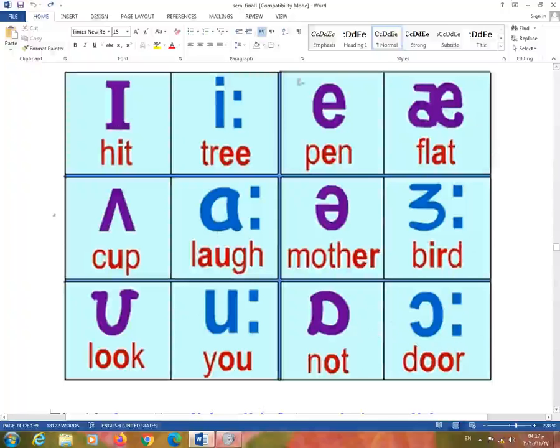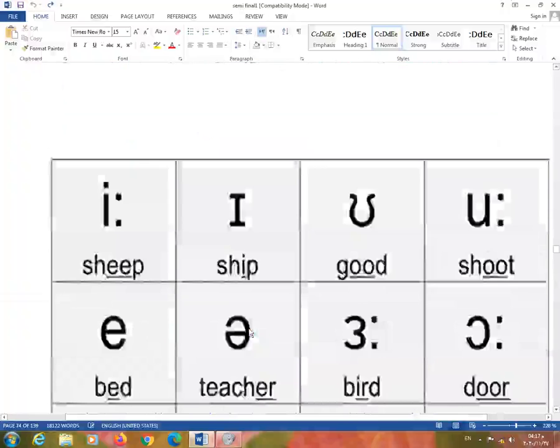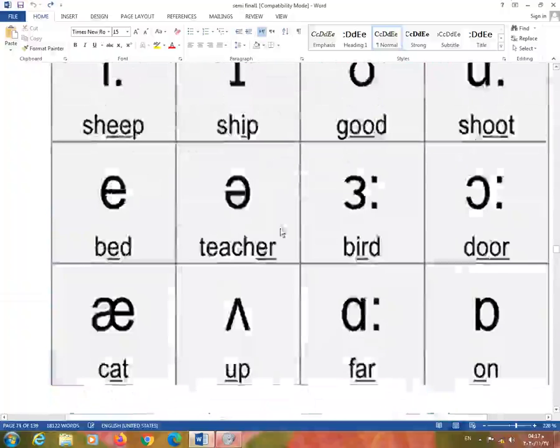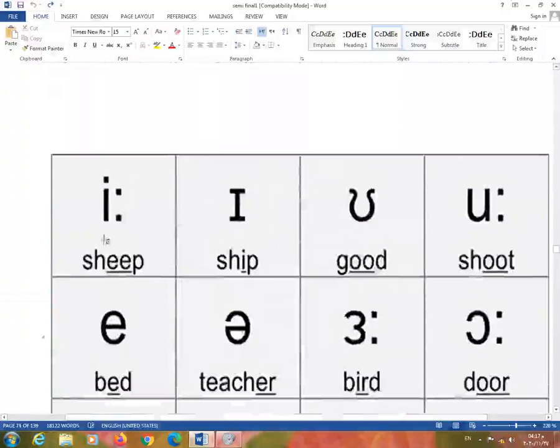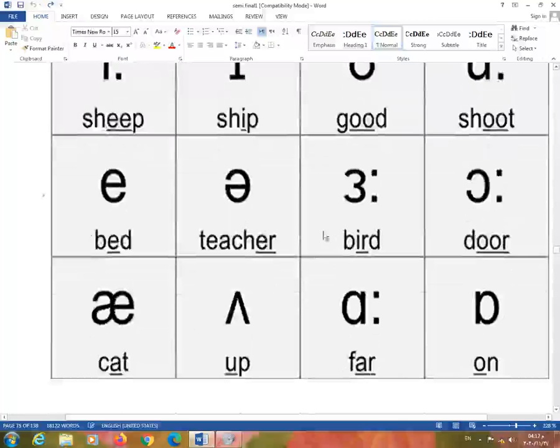And how can we differentiate between them, at least in the transcription? Here we have columns, and the symbols with them represent the long vowels. Here is another group of words. E as in sheep, E as in ship, O as in good, U as in shoot, as in bed, as in teacher, as in bed, O as in door, A as in cat, A as in up, A as in far, and O as in on.